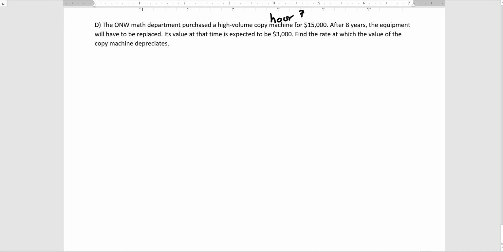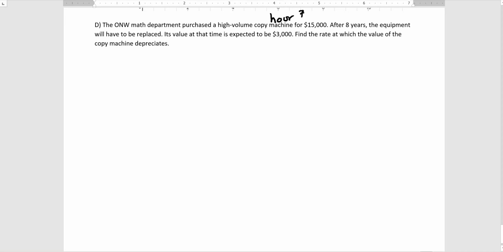All right, so let's see how we did here for letter D. The O&W Math Department purchased a high-volume copy machine for $15,000. After 8 years, the equipment will have to be replaced. Its value at that time is expected to be $3,000. Find the rate at which the value of the copy machine depreciates.